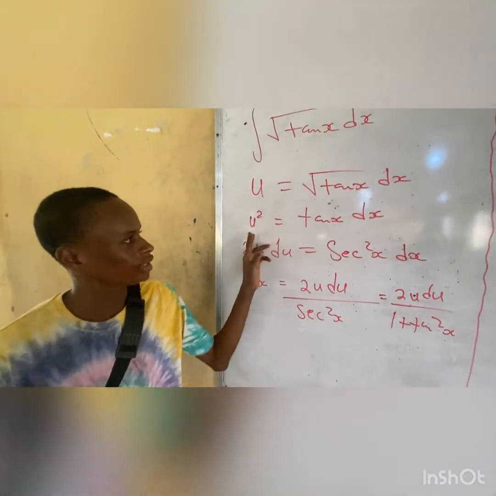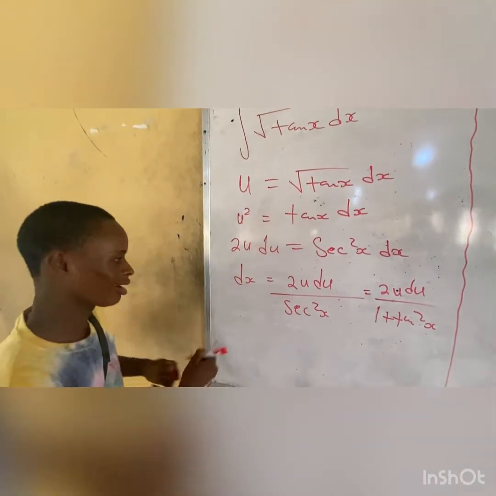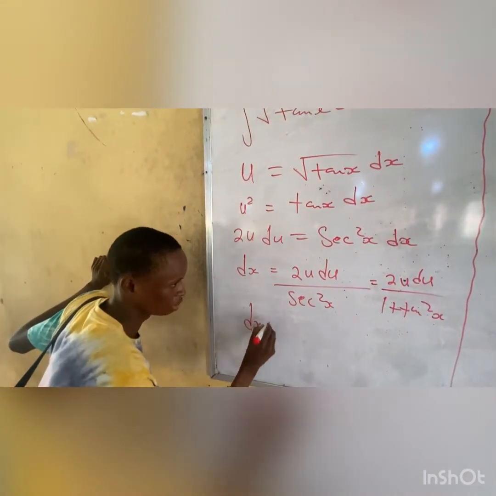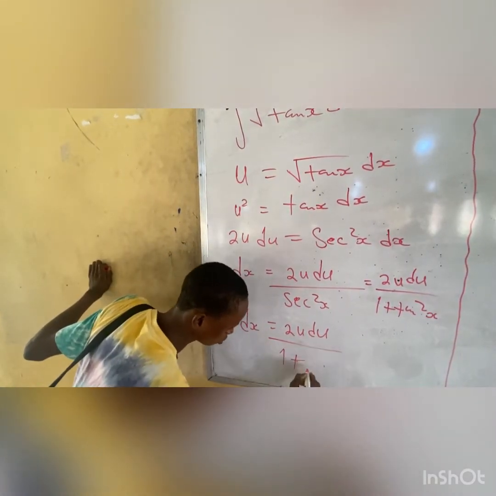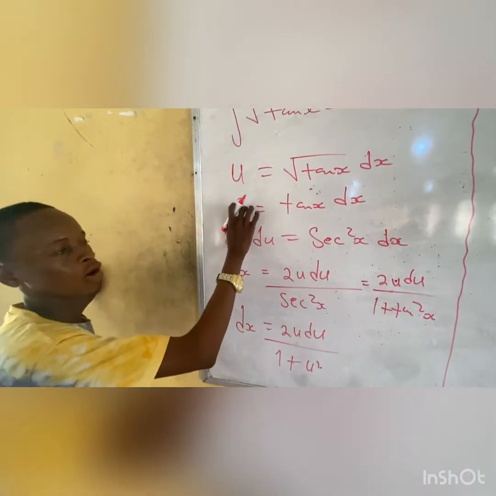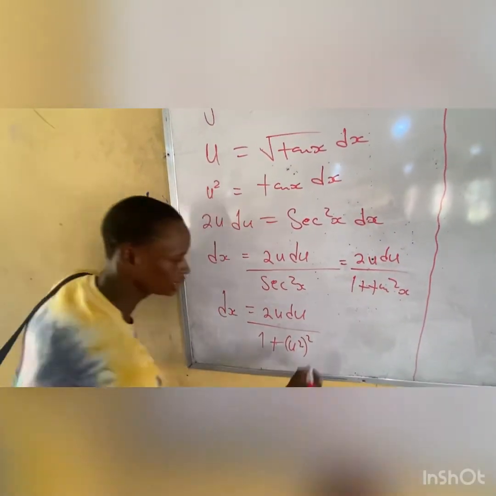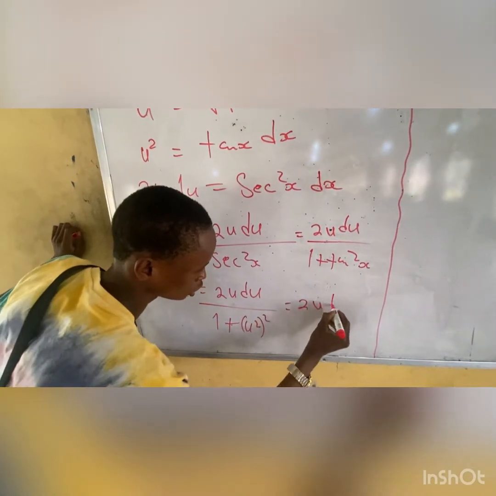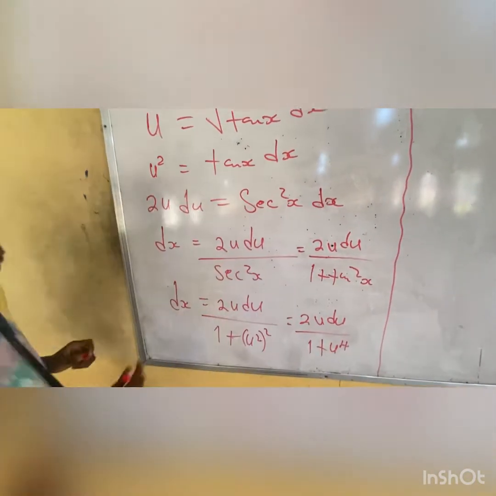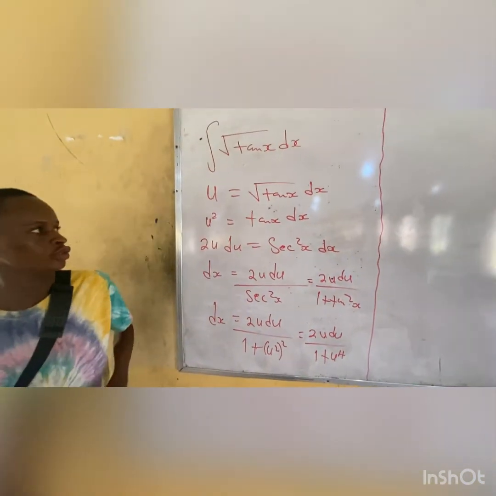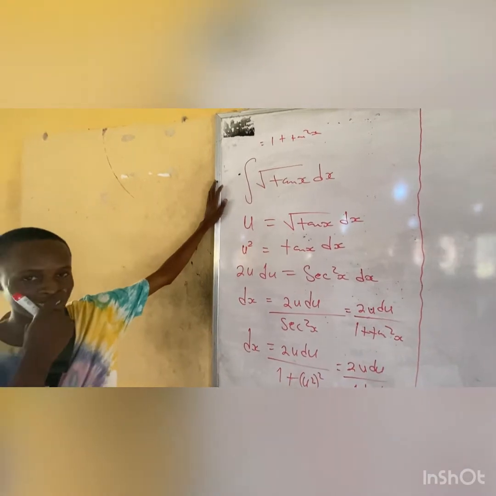If you look at this, we have u squared is equal to tan x. Definitely our final answer for dx will be 2u du over (1 plus u squared) all raised to the power of 2. So this gives us 2u du over 1 plus u raised to the power 4.